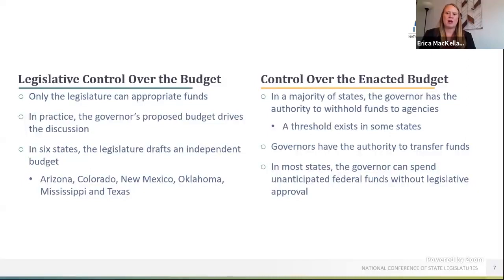In a majority of states, the governor has the authority to withhold funds from agencies. As a cost-saving measure, we saw a lot of governors put spending freezes in place during the start of the pandemic as states were trying to get a handle on what the fiscal impact would be on their economies. And governors largely have the authority to spend unanticipated federal funds without legislative approval. I'll talk a little bit more about what that means in just a minute. The ability of legislatures to have more control over budgets during the interim is really hindered by the part-time nature of most state legislators. There's quite broad authority for governors during those interim times.